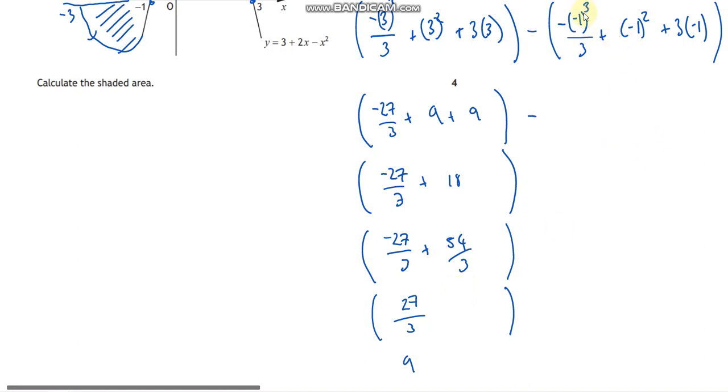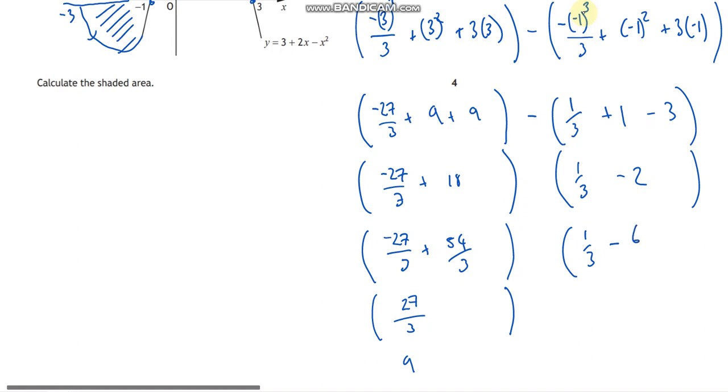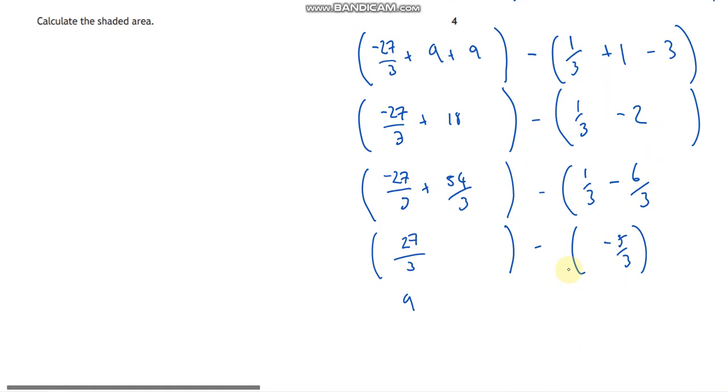Negative 1 cubed, that's going to be negative 1, but it's a negative again, so that's going to become positive. Plus 1, take away 3. So I've got a third take away 2, so that's 1/3, take away 6/3, so that's going to be negative 5/3. And again, taking away, taking away, taking away. So actually, you know what, I'll just leave that as thirds. So I've got 27/3 plus 5/3 to give me 32/3. And don't forget your units squared. We're not told a unit, so yeah.